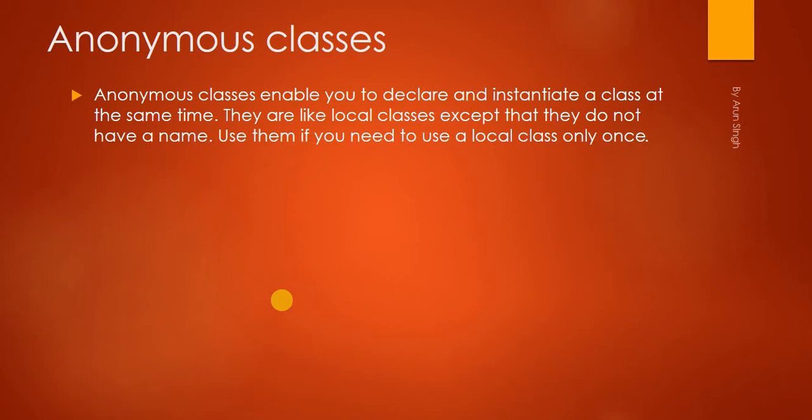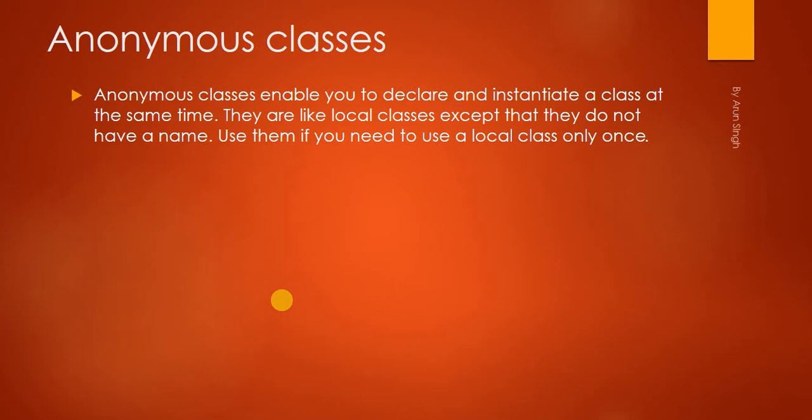Anonymous classes enable you to declare and instantiate a class at the same time. They are like local classes except that they do not have a name. Use them if you need to use a local class only once. Anonymous classes are not new to Java 8. They were already there in Java 7 also.